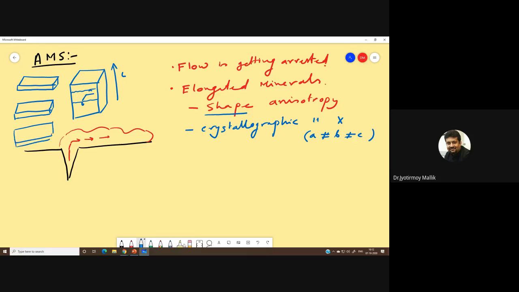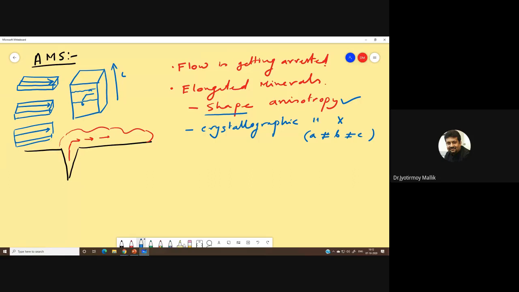Now, if I ask you, where is the shape anisotropy, which is with respect to the shape, which is the longest axis? Perhaps this is my longest axis. Which is not necessarily coinciding with the c-axis of the crystal. So we are referring to the shape anisotropy, which is important for our AMS study, not the crystallographic anisotropy.